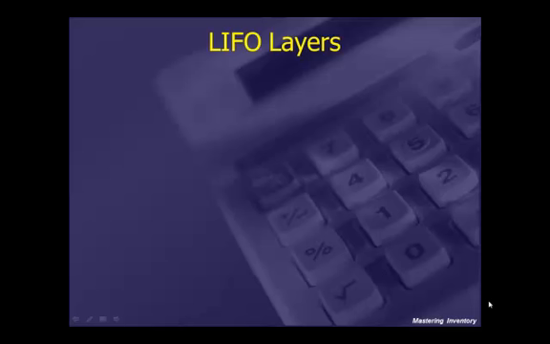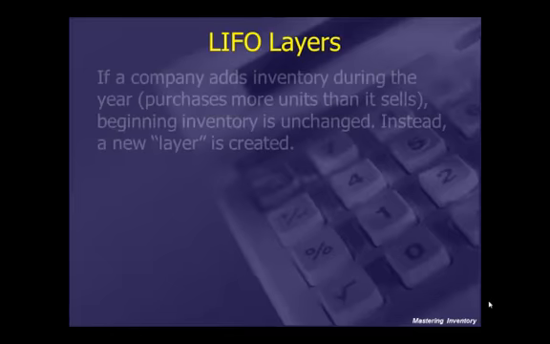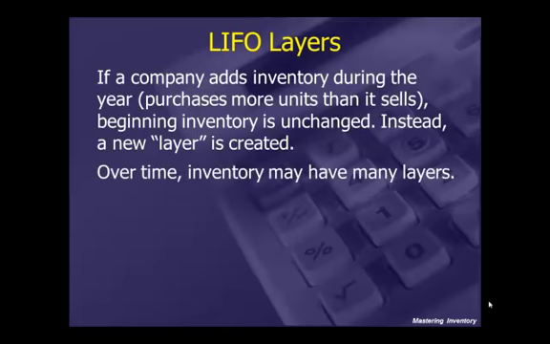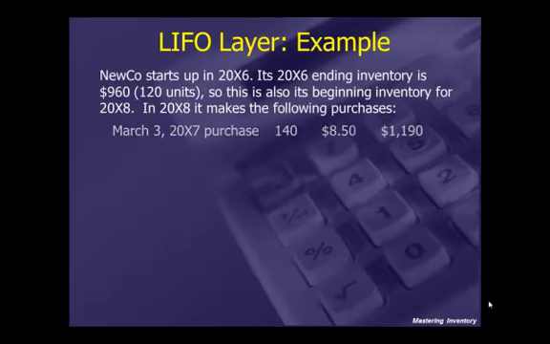We're still on inventory. We're looking at LIFO, last in, first out. Now we're looking at layers. If a company adds inventory during the year, purchases more units than it sells during a fiscal year, then the beginning inventory is unchanged. Instead, a new layer is created. And over time, the inventory may actually have many layers to it. Let's look at an example.